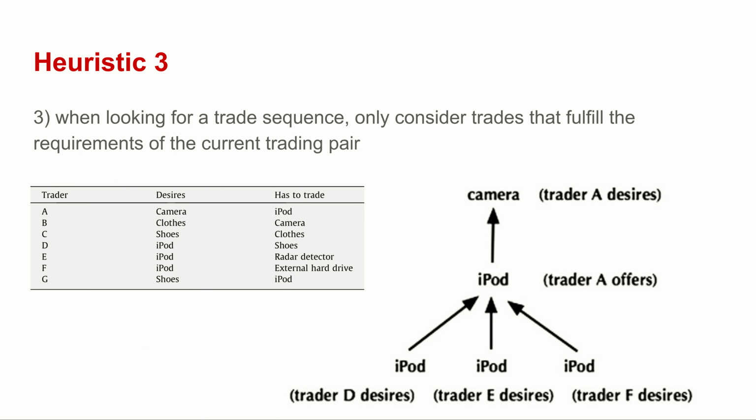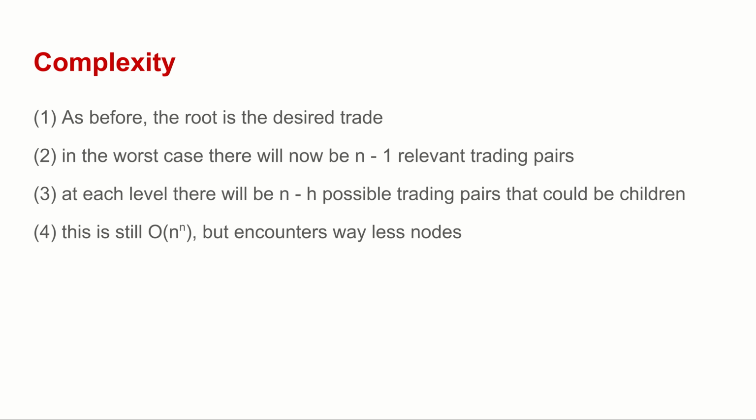Lastly, heuristic 3. When looking for a trade sequence, only consider trades that fulfill the requirements of the current trading pair. So if you brute force it, and we did this whole thing, every single time we'd have to make 7 new branches. But following this heuristic, which is what the algorithm does, we'd only create 3 branches instead, drastically reducing the amount of nodes we have to visit. So now that we've applied these heuristics, we can judge the complexity again.